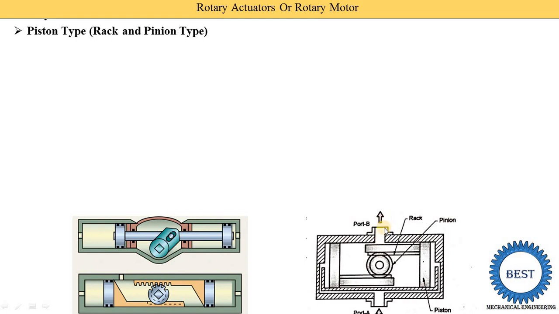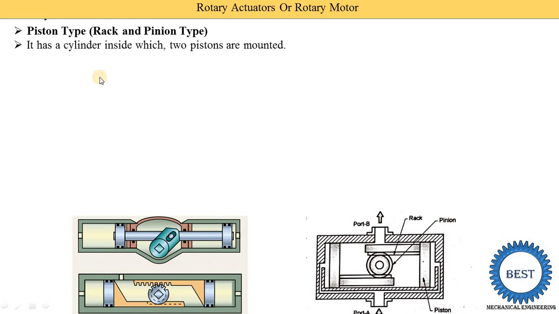Here the port B is provided. At the center, the pinion is there, and on both sides of the pinion a rack is provided. So this is the same diagram you see in this image, only drawn in a different way. This is the cylinder, inside the cylinder a piston is there, and with this piston the rack is provided. Here in the top view, the rack is provided and this rack is able to rotate the pinion.